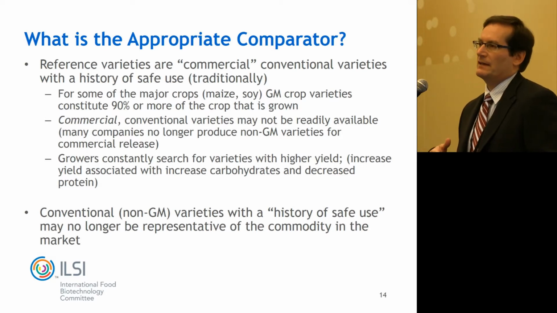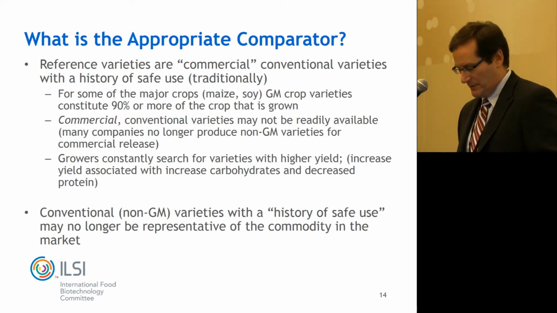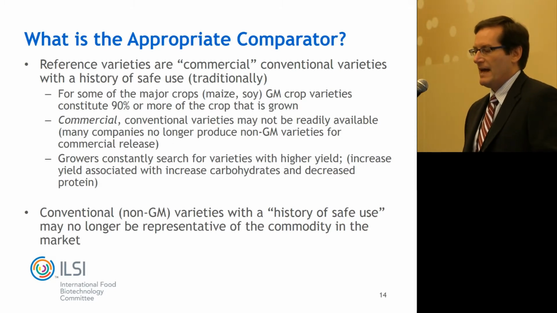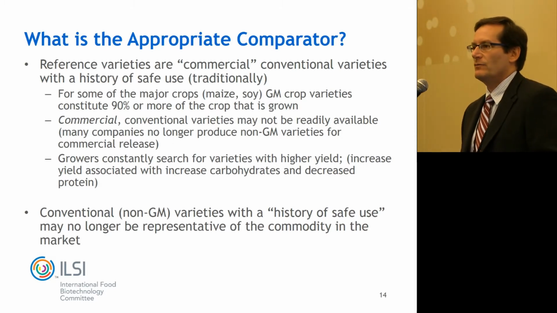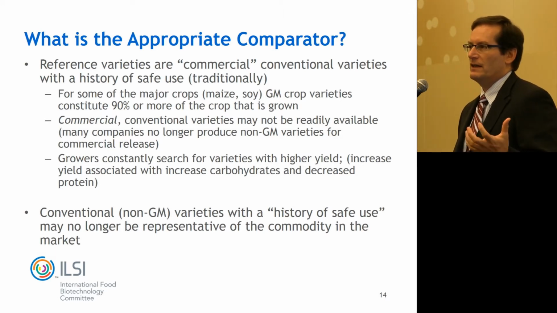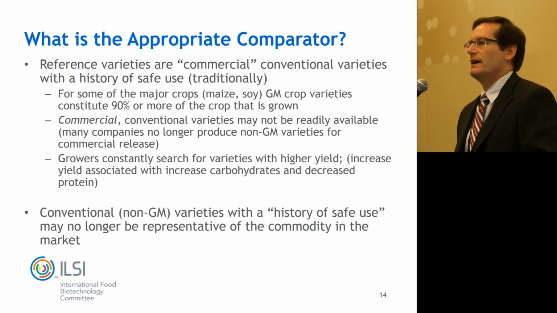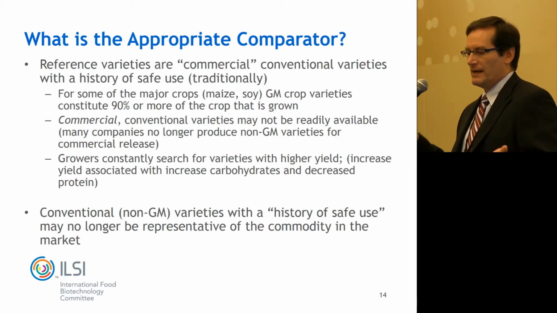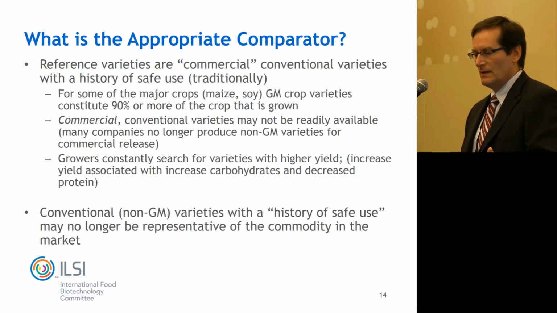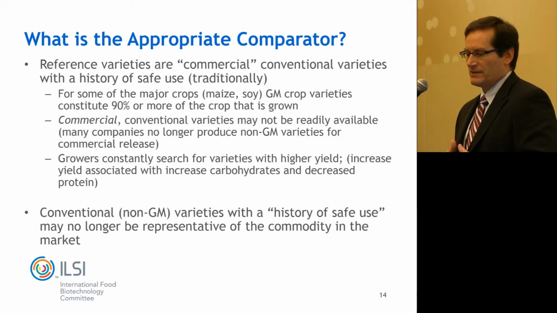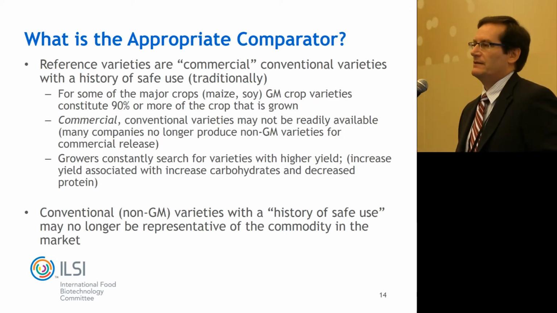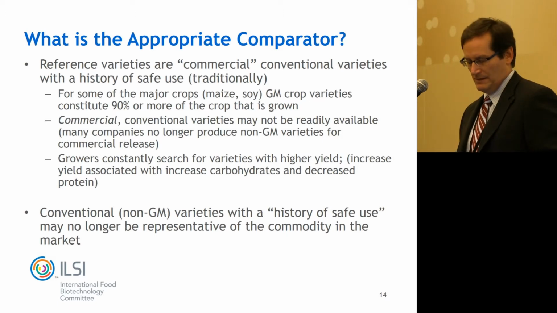And so what's happening is in agriculture, especially in certain countries, you really don't have the non-GM varieties available. So now what do you compare to? You have these old varieties, which may have different variability or different amounts of nutrients, and then you have these new varieties that could be completely different. So you're really not comparing the same thing. So conventional non-GM varieties with a history of safe use may no longer be representative of the commodity that's being sold on the market. And that's really what we're trying to do, is assess our traits in terms of what is in the market.